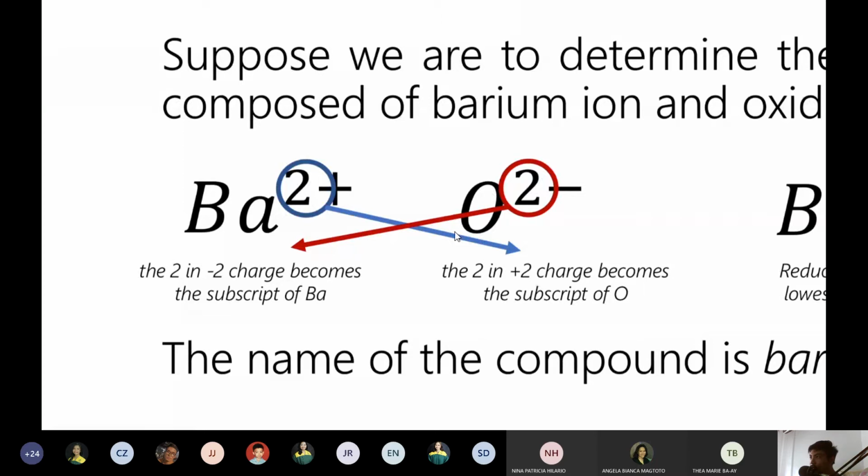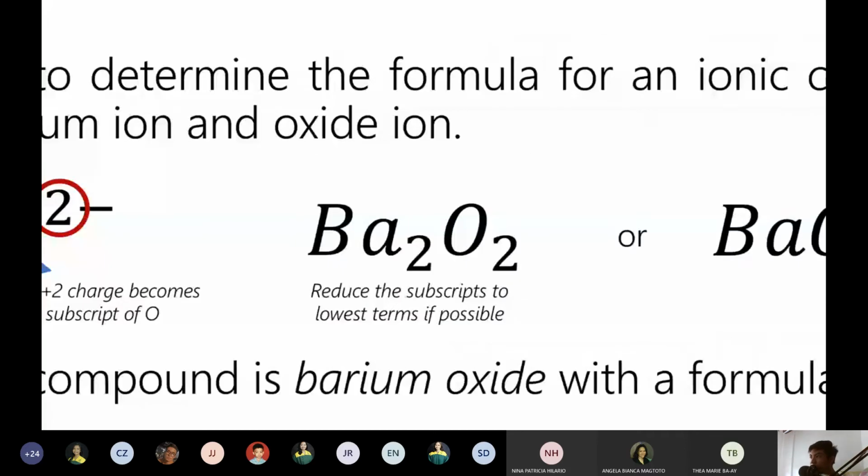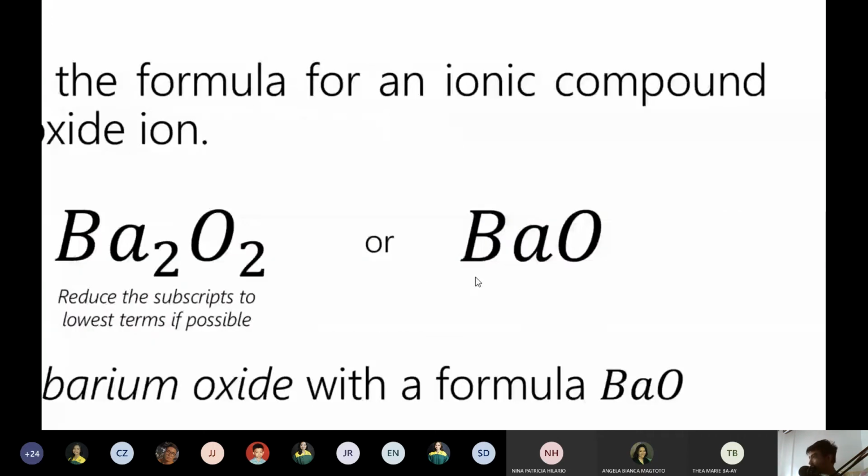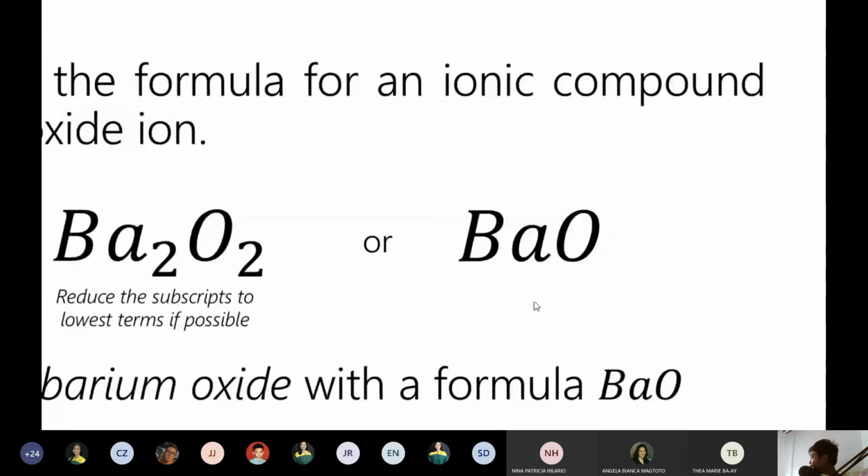So ano gagawin sa formula? You crisscross the charges. This 2 will be the subscript of this oxygen. This 2 will be the subscript of the barium. So yan, magki-crisscross lang tayo. So we will have Ba2O2. And again, if the subscripts are reducible to lowest terms, you reduce it. Parehas dalawa yan. So if I divide the subscripts by 2, I will get 1. So the final formula will be BaO. So yun yung final formula, hindi Ba2O2. Again, you reduce the subscript whenever possible, pag divisible sila pareho. Okay? So yun.